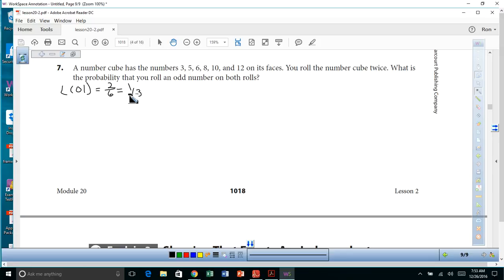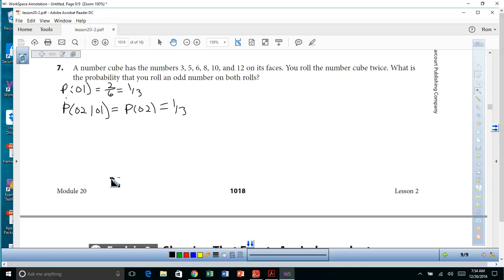What is the probability of an odd number on both? So the probability of O2 given O1. Now these are independent, right? So what happens on the first roll does not matter. That means this is the same as the probability of an odd on the second roll, which is again 1/3.